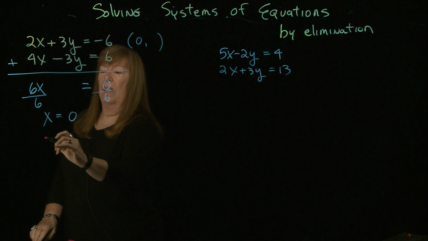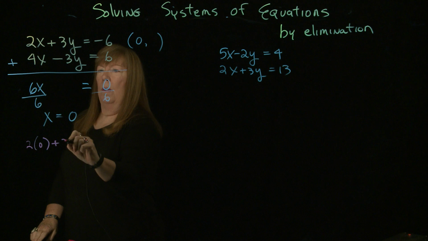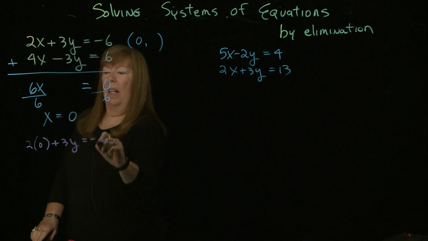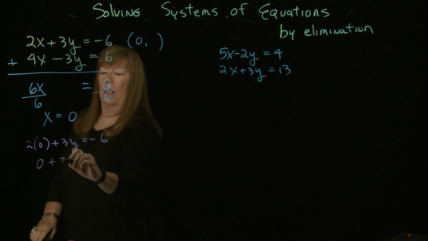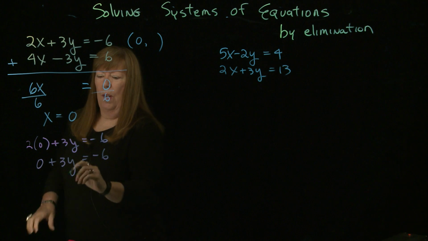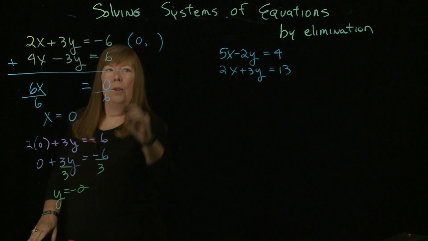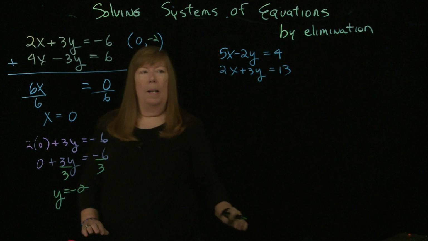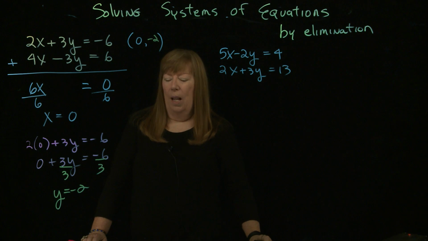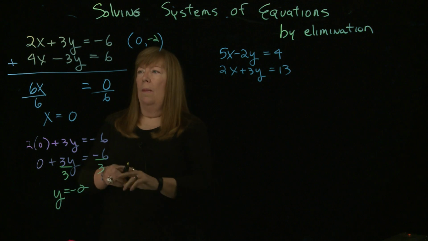Plug the 0 back into either equation. 2 times 0 plus 3y equals negative 6. And we'll divide both sides by 3. And y is negative 2. Okay, that makes my solution 0, negative 2. We can check it and make sure it's right. Let's go ahead and do that.